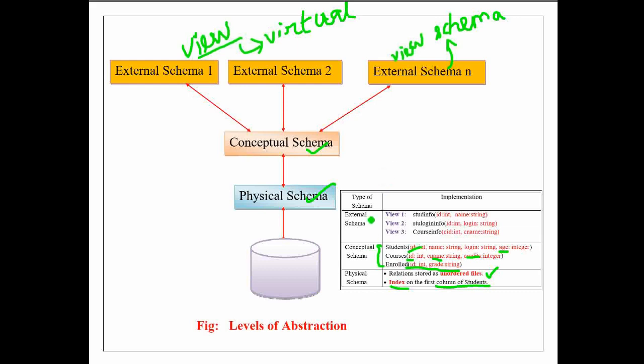Here in this example, three sample views are given, where the first two views, student information and student login information, are defined from students relation, and the course information view is defined from the courses relation. Here student information view is defined for the users who are interested only in viewing the ID and name information of the students. And very similarly, student login information view is defined for accessing only ID and login information and so on.